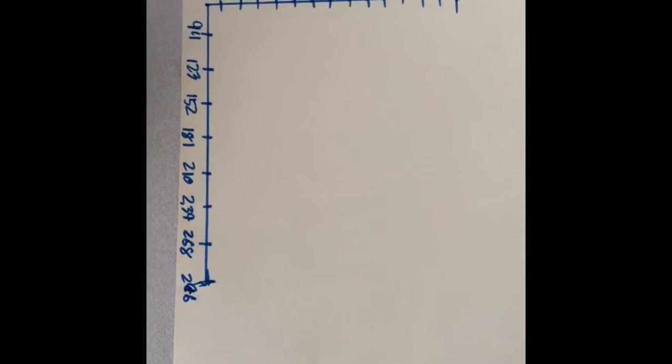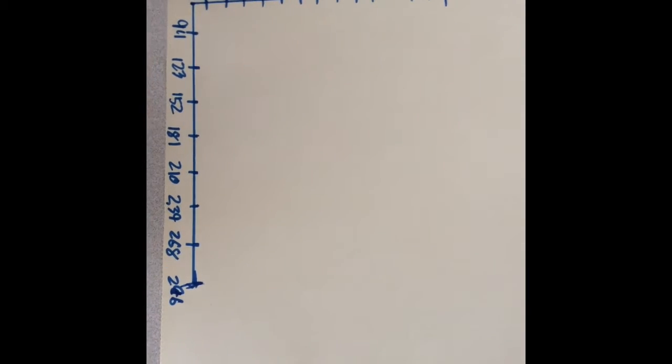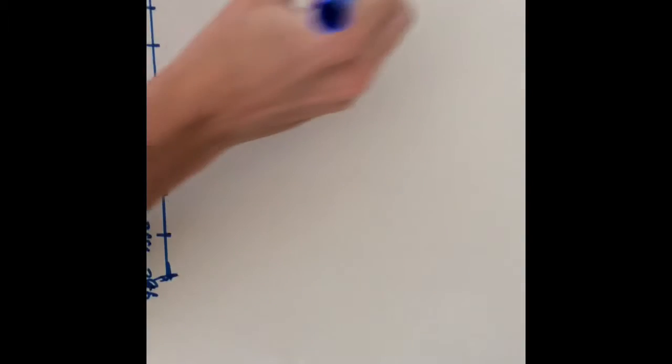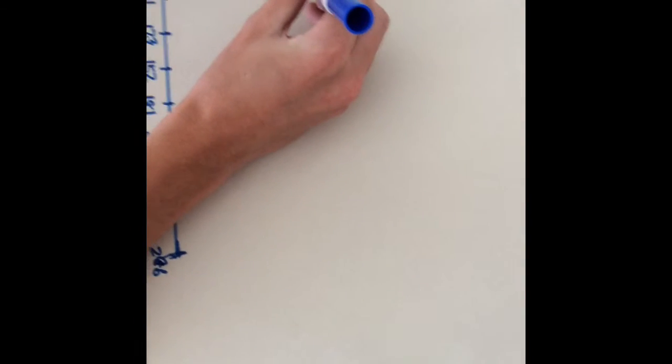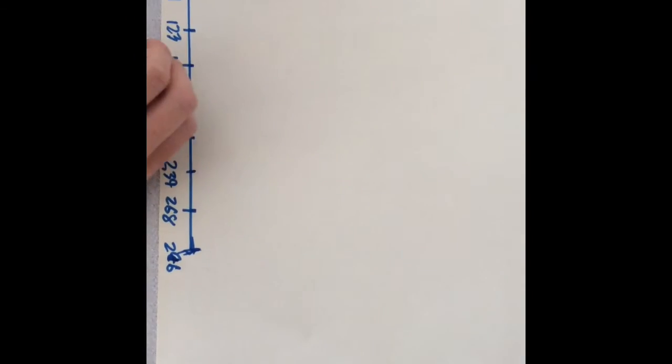And then you take the points from the frequency distribution table, and you plot them on the chart. Like so.